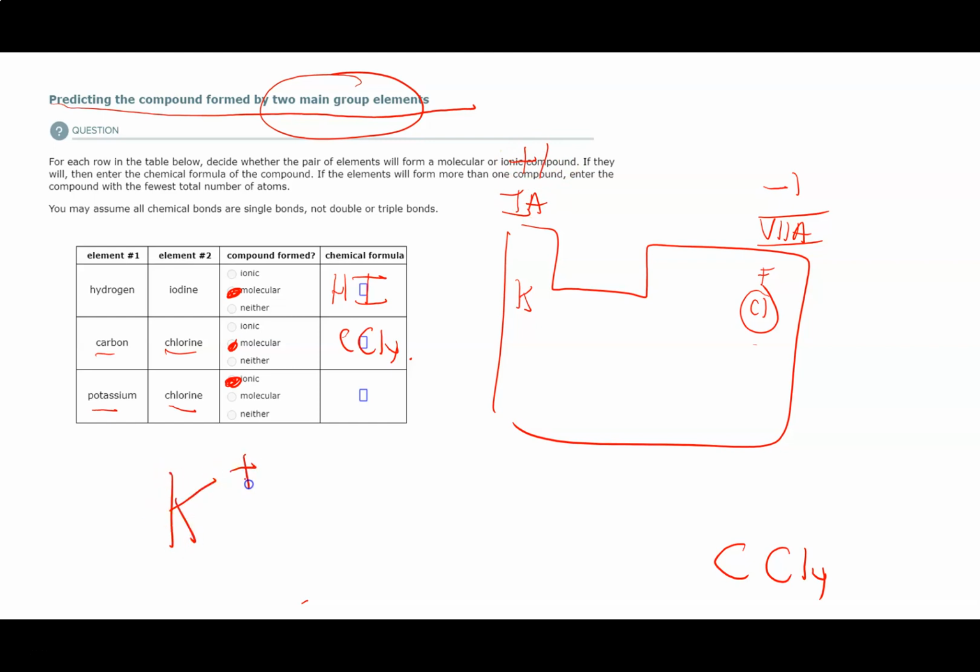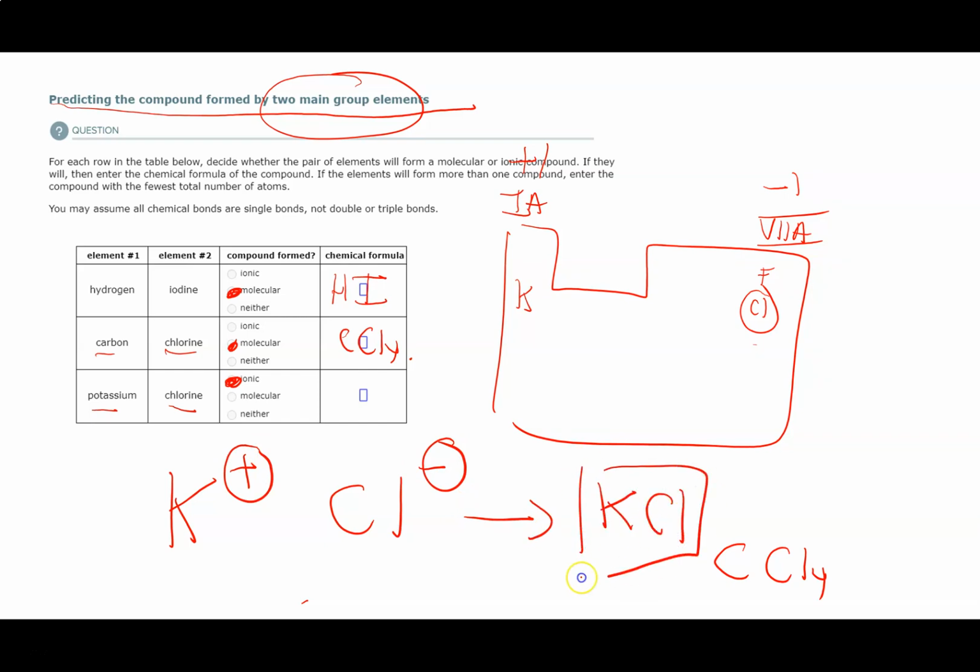So potassium forms +1, chlorine forms -1. You can see the charges are equal and opposite, which means that these guys come together in a 1-to-1 ratio, and the formula of our compound is just KCl, which we would call potassium chloride. This potassium ion doesn't need Roman numerals because it's in group 1A.